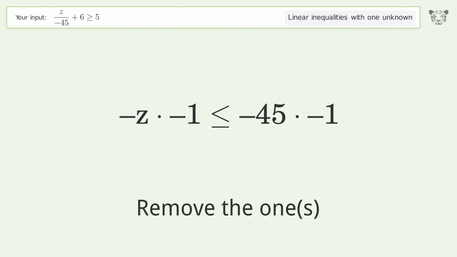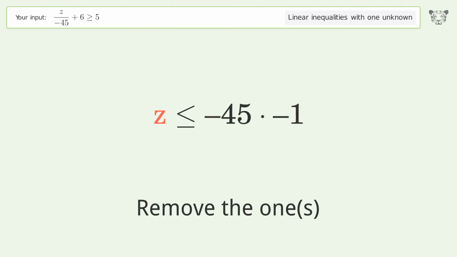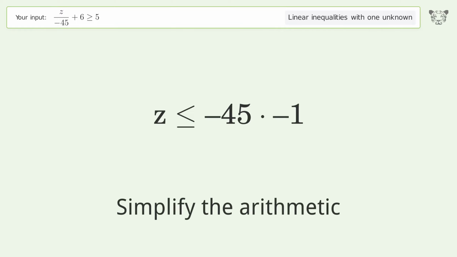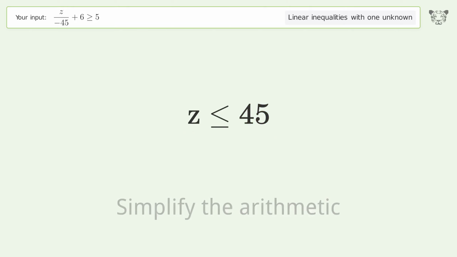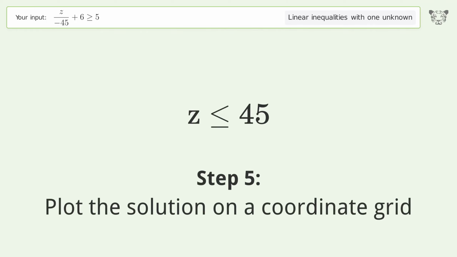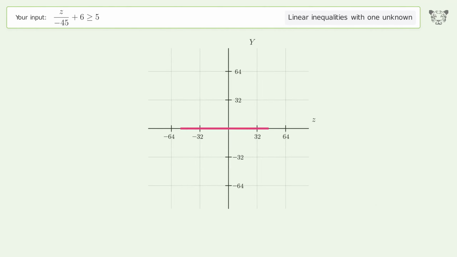Remove the ones. Simplify the arithmetic. Plot the solution on a coordinate grid. And so the final result is z equal or smaller than 45.